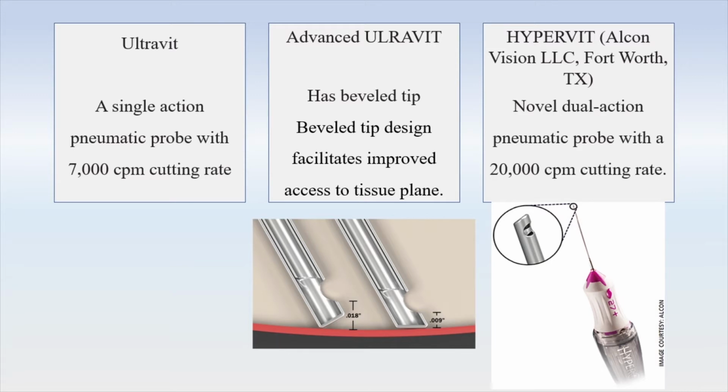Advanced Ultravit also has a single cutter, but the difference is that it has a beveled tip. And Hypervit, it is a dual action cutter. You can see from the picture that there are two cutters, and the cut rate is 20,000. And at advanced Ultravit, the cut rate is 10,000.